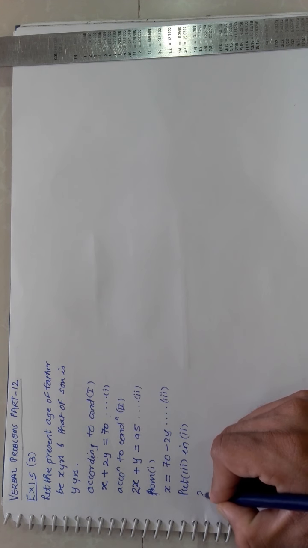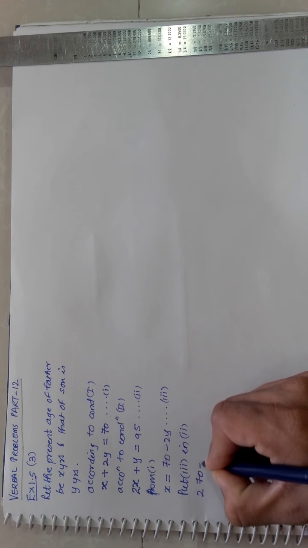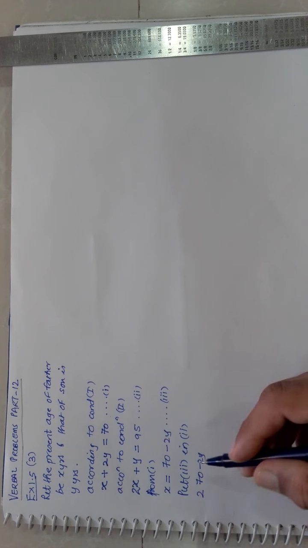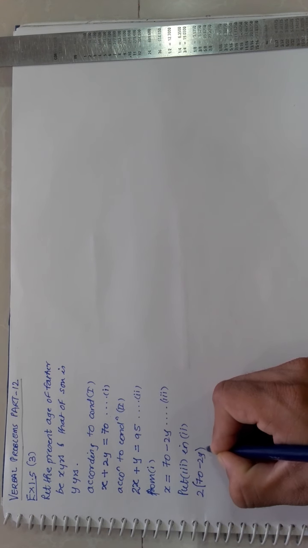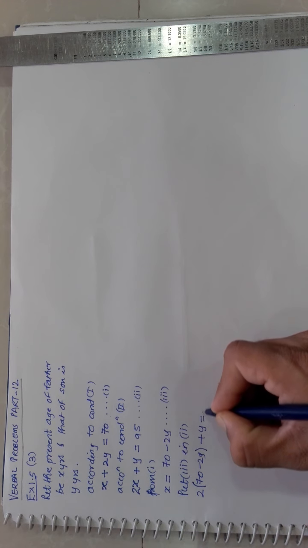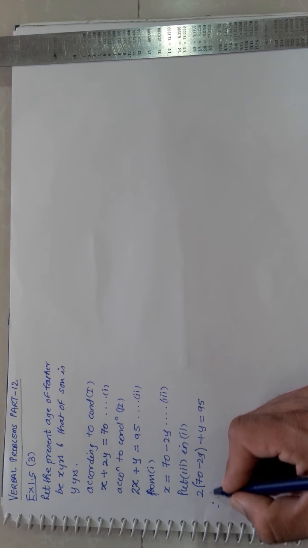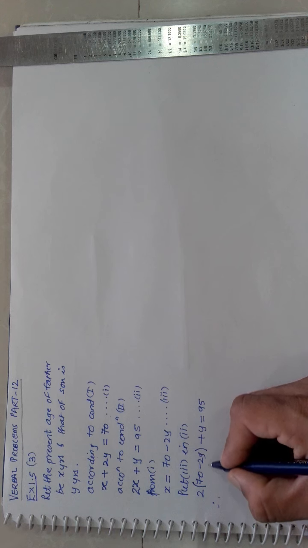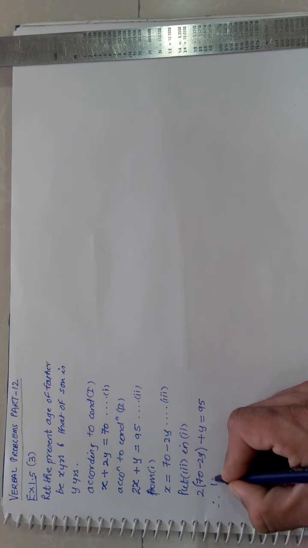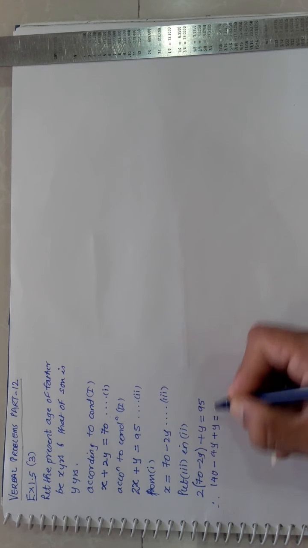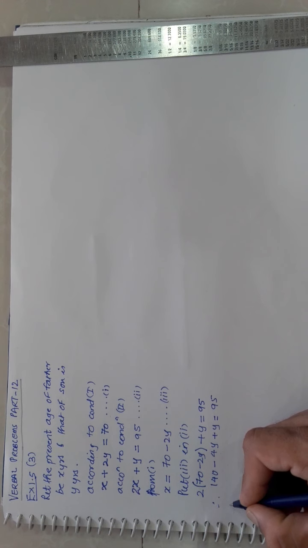So I get here 2 and x is 70 minus 2y. But if I keep it like this, it will become 270 minus 2y, whereas actually here it is 2 into x. So obviously to show multiplication I have to put the bracket over here, plus y is equal to 95. So between 2 and 70 there is multiplication. So I will multiply this to every term in the bracket. 2 into 70 is 140 minus 2 into 2 is 4y plus y is equal to 95.